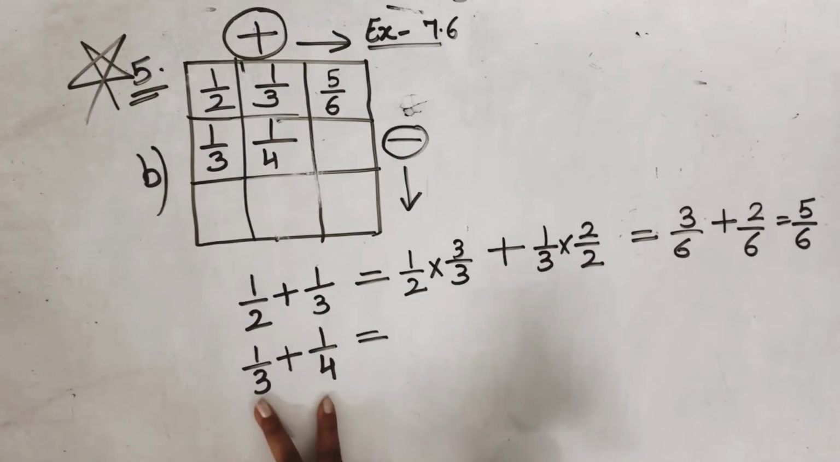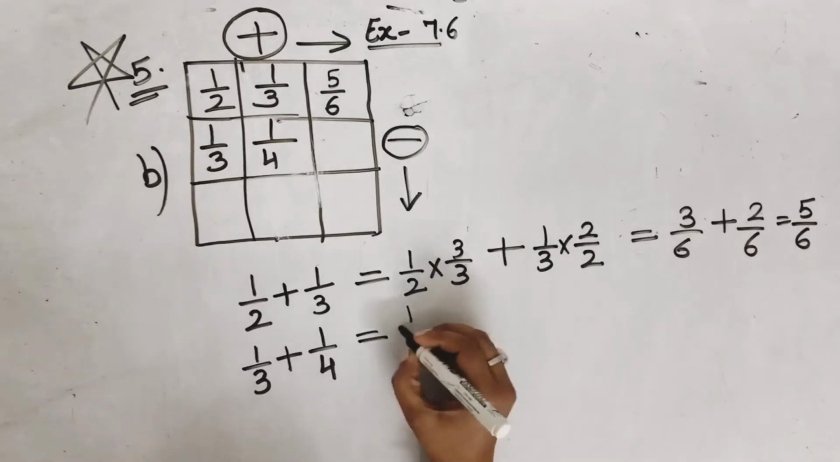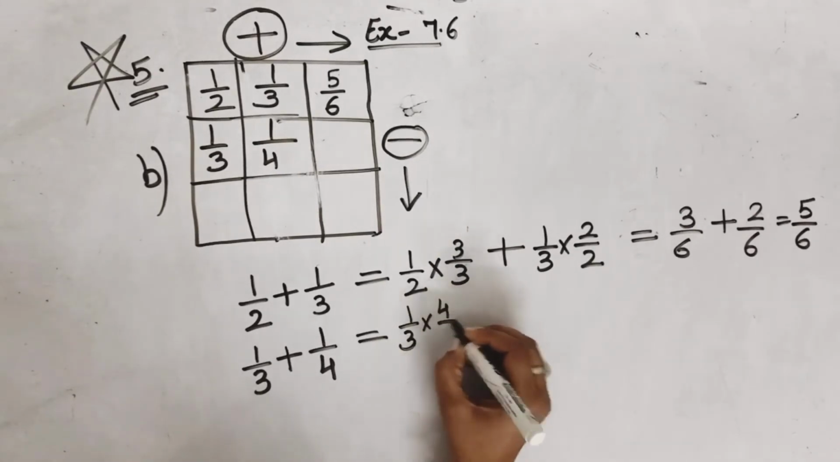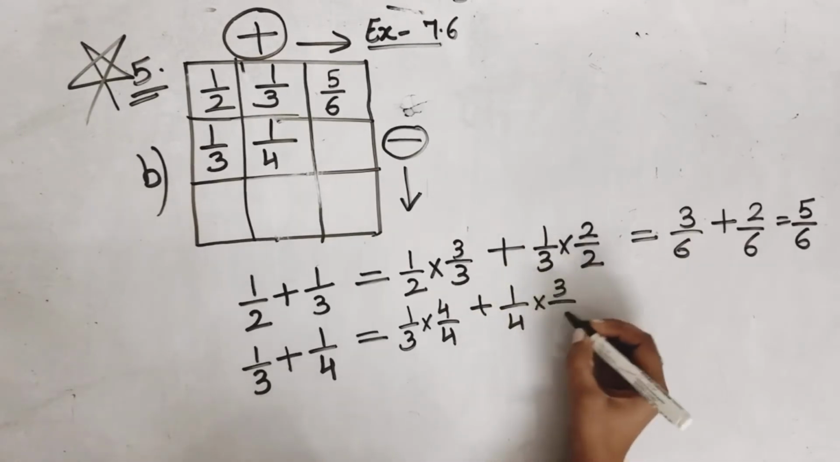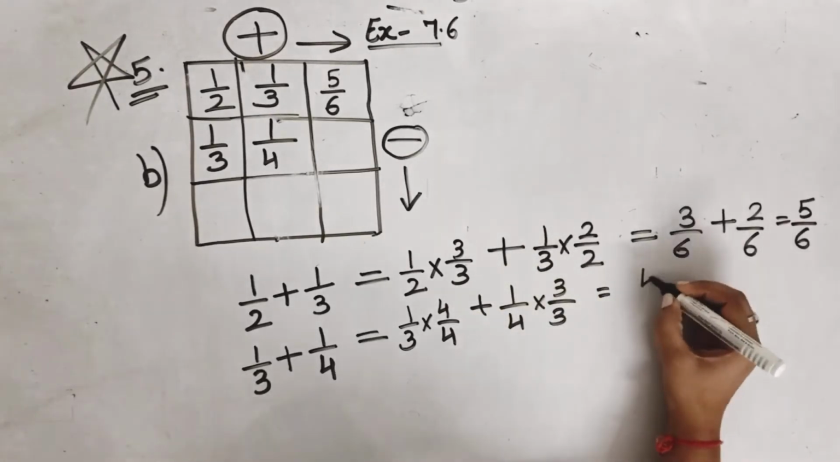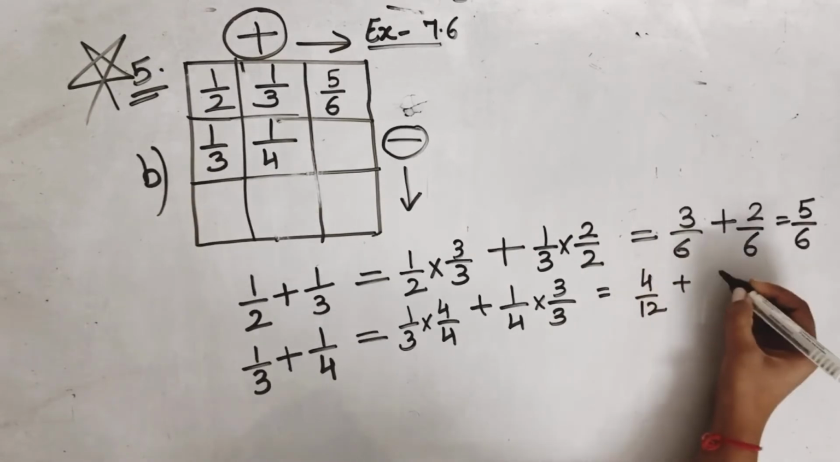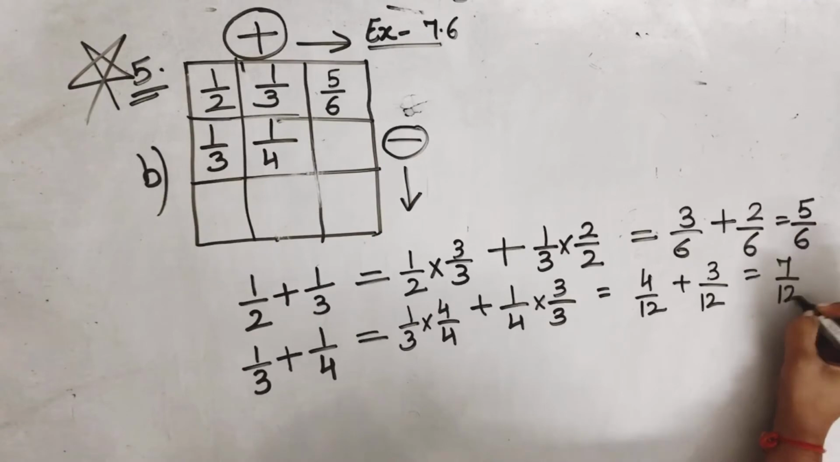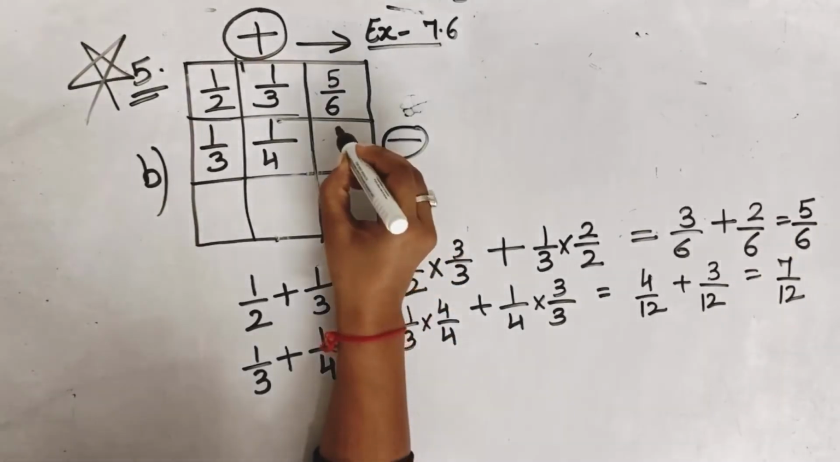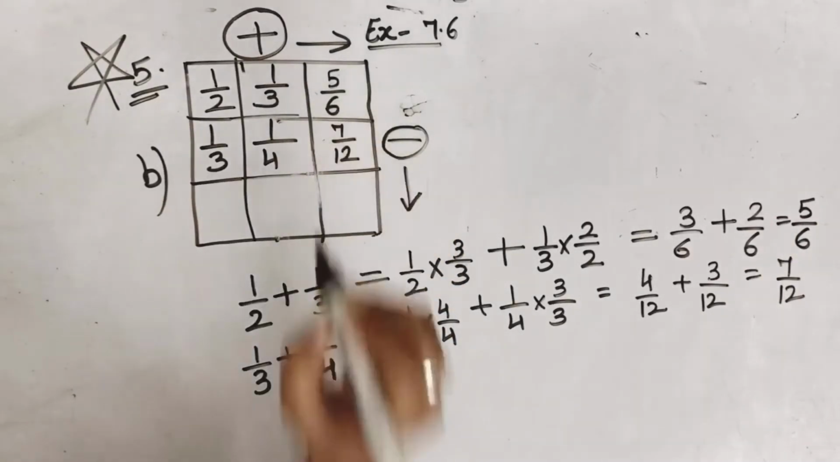So you have to add both the fractions. First find the LCM. LCM of 3 and 4 is 12. It means convert the denominator to 12. Again I am doing in a single step. 1 by 3 into 4 by 4 plus 1 by 4 into 3 by 3 is equals to 4 by 12 plus 3 by 12, which is equals to 7 by 12. So you will write here 7 by 12.